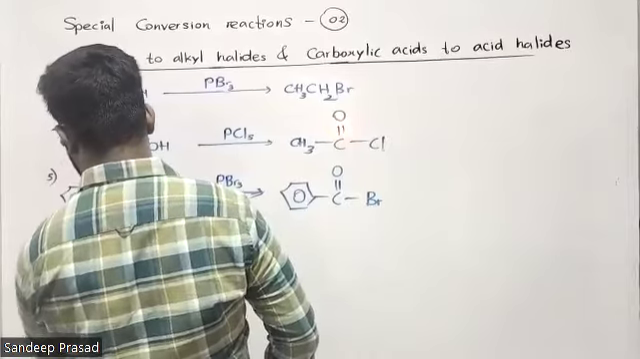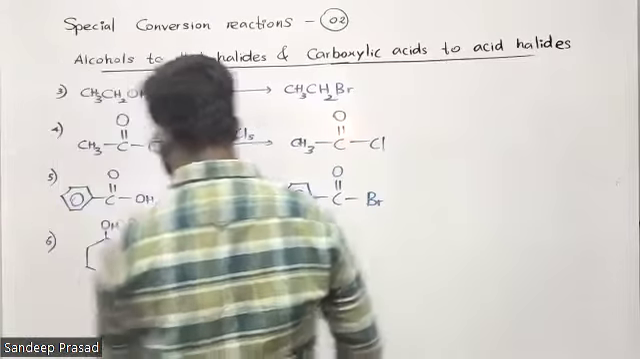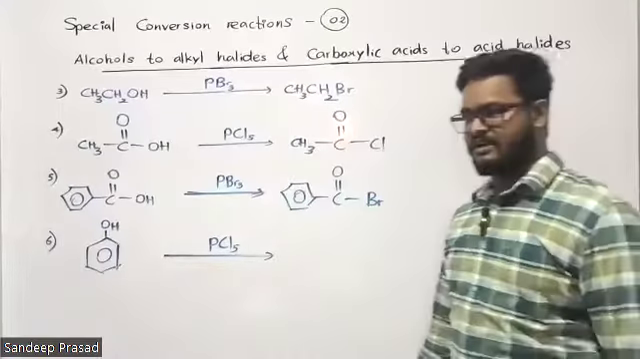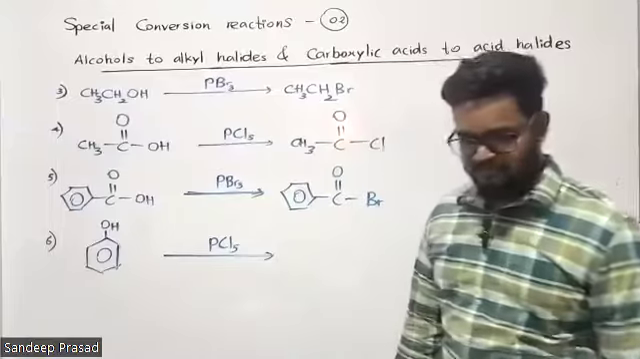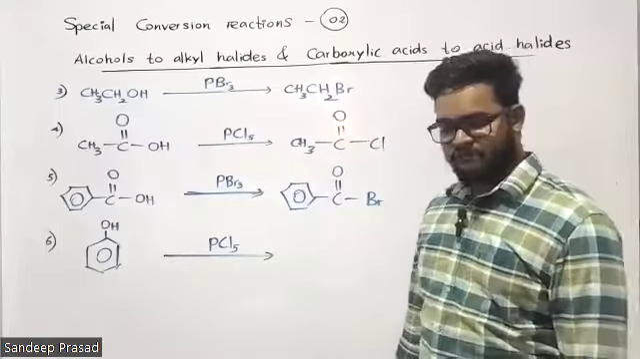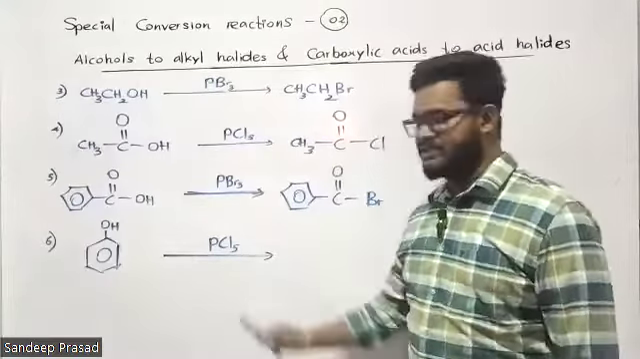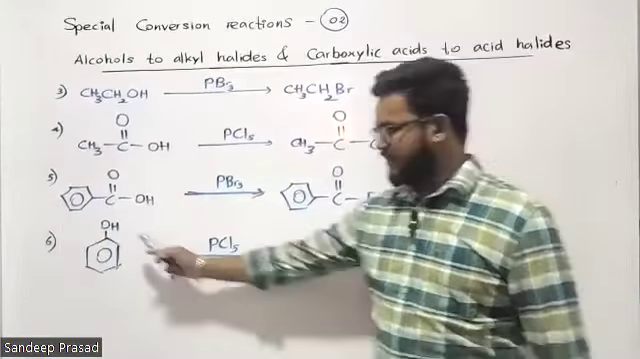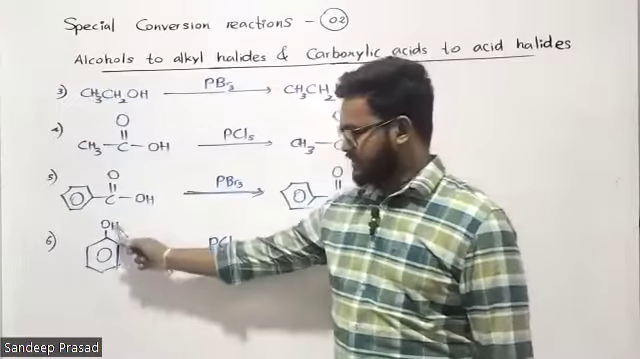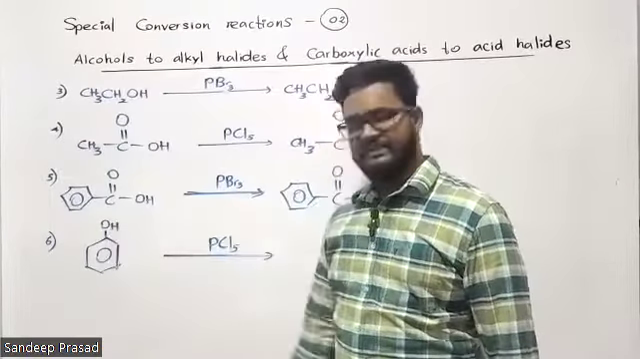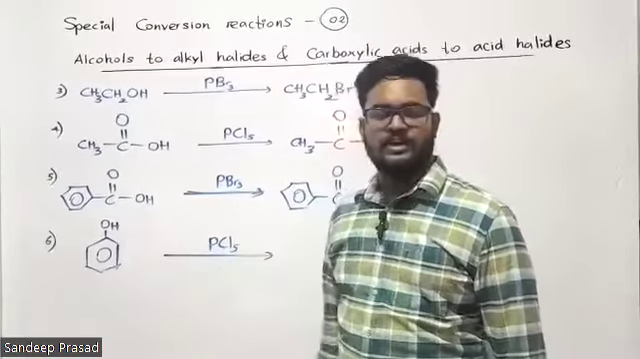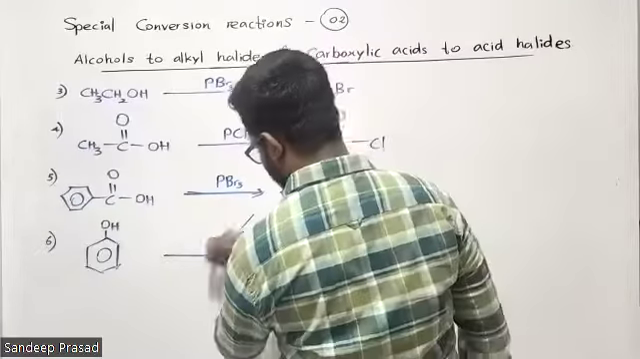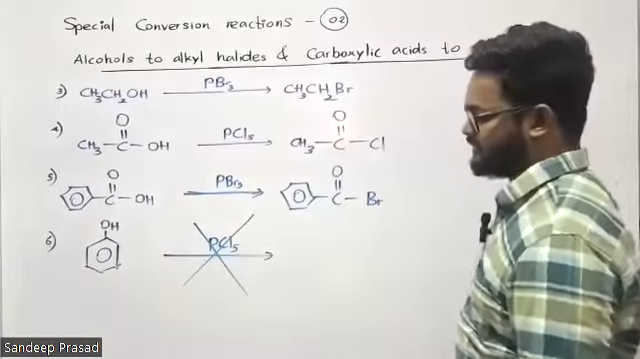Phenol. When we add PCl5, what do you think? Will there be any reaction? Can anyone tell me? Remember, students, in phenol there won't be any reaction with PCl5. This OH group cannot be replaced by chlorine because of its stability. The oxygen can donate electrons to the benzene ring and make a partial double bond with that carbon atom, so it won't break. So phenol is not reacting with PCl5.